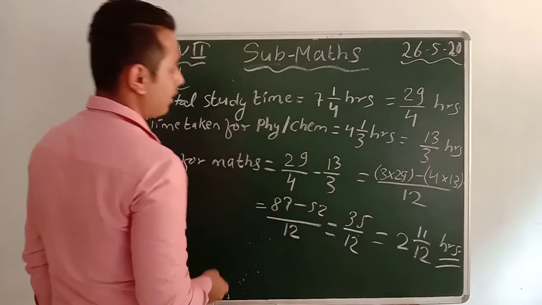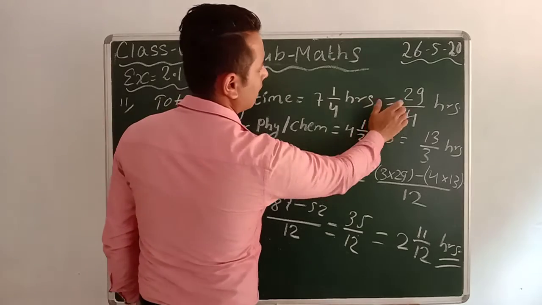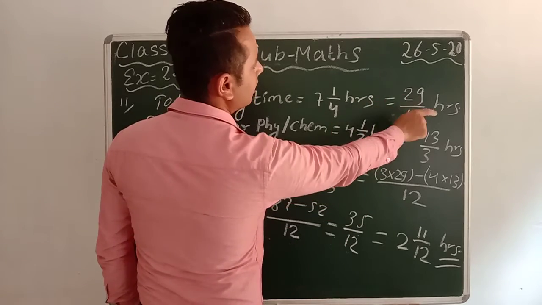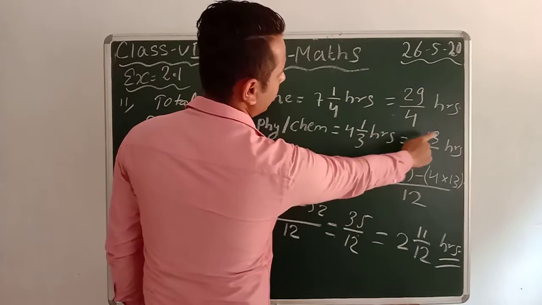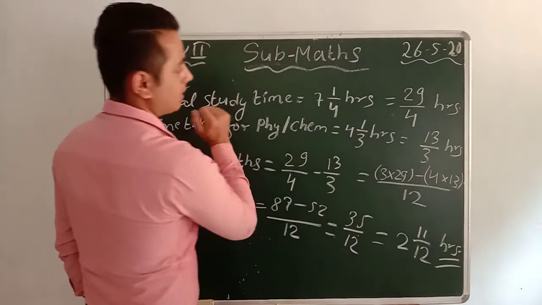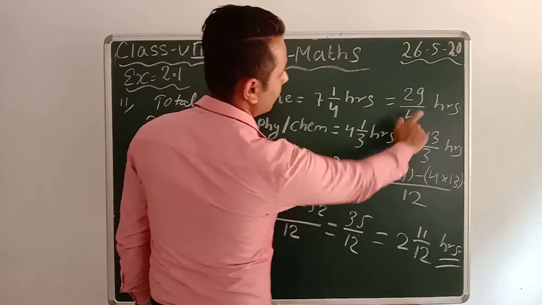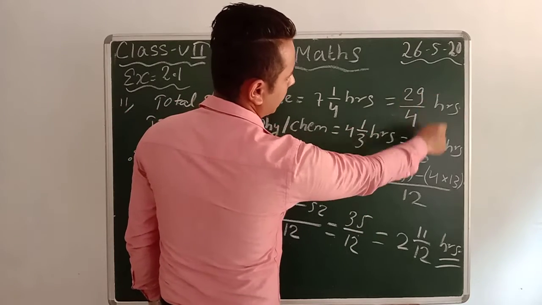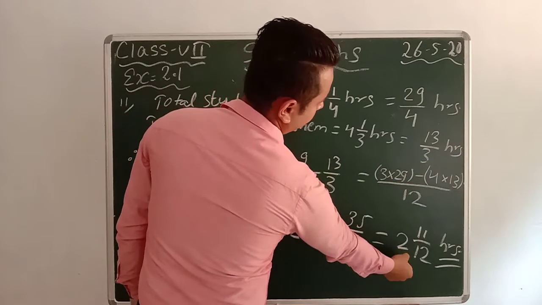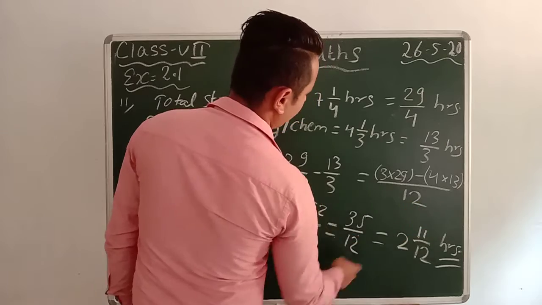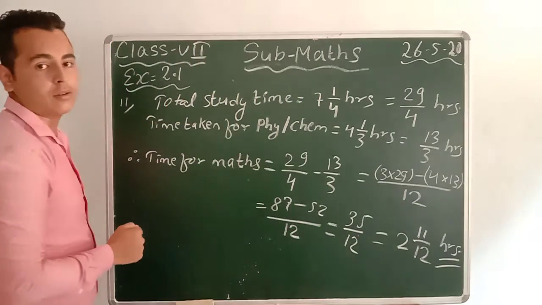Hours. That means he studies for 29 by 4 hours in one single day, and out of this he studies 13 by 3 hours physics and chemistry. So how much time does he study for mathematics? Time required for mathematics is given by 29 by 4 minus 13 by 3. Taking the LCM like this, the answer is 11 by 12. So total study time for mathematics is 11 by 12 hours.